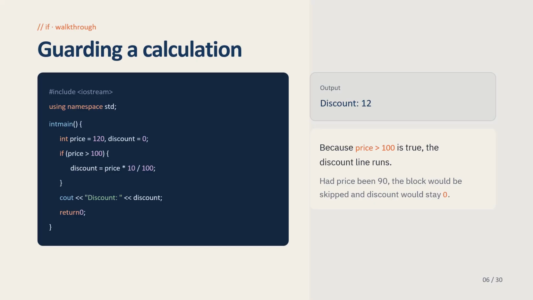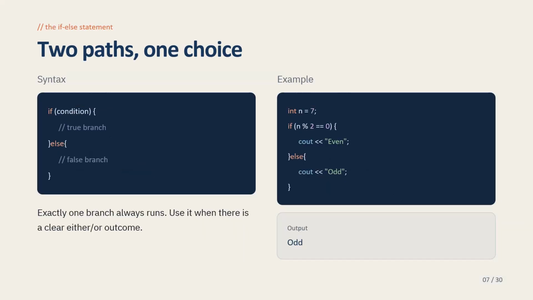If walkthrough. So here is an example for a calculation. The price is 120, and the condition is based on the price. The price value is checked whether it is greater than 100. If it is true, the discount price will be calculated, else the existing price will be displayed. So in this case the condition is true, so the new discount is calculated and the output is displayed.